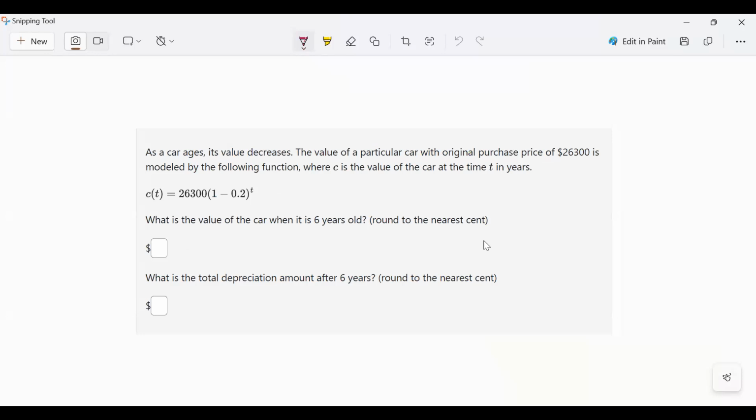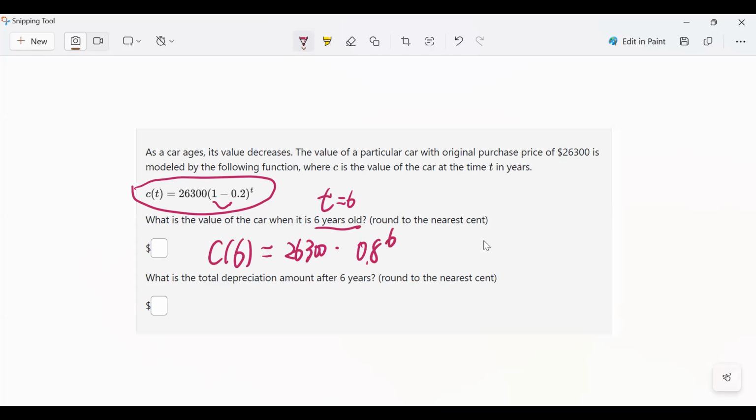Round to the nearest cent, along with the total depreciation amount after 6 years. So we have this exponential model here, and it tells us time t equals 6. It's 6 years old, so we can replace time t here with a 6. Basically, they want us to find C of 6. It's 26,300 times 1 minus 0.2, which is 0.8, to the 6.